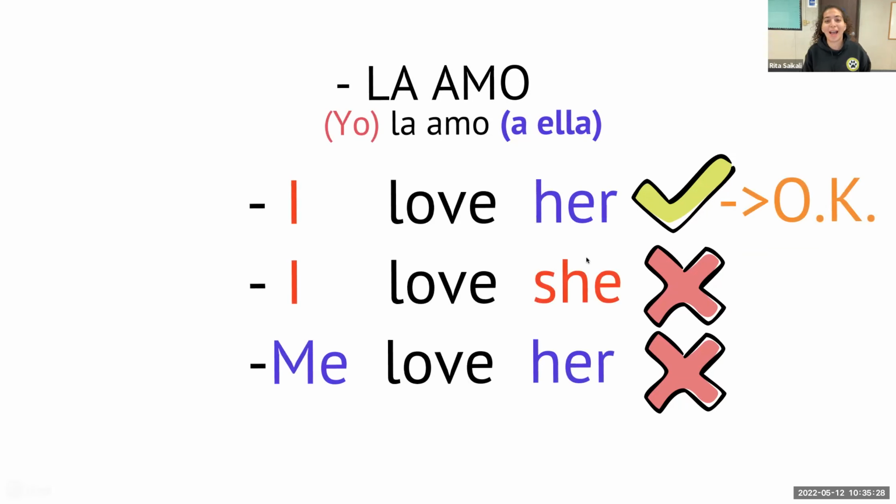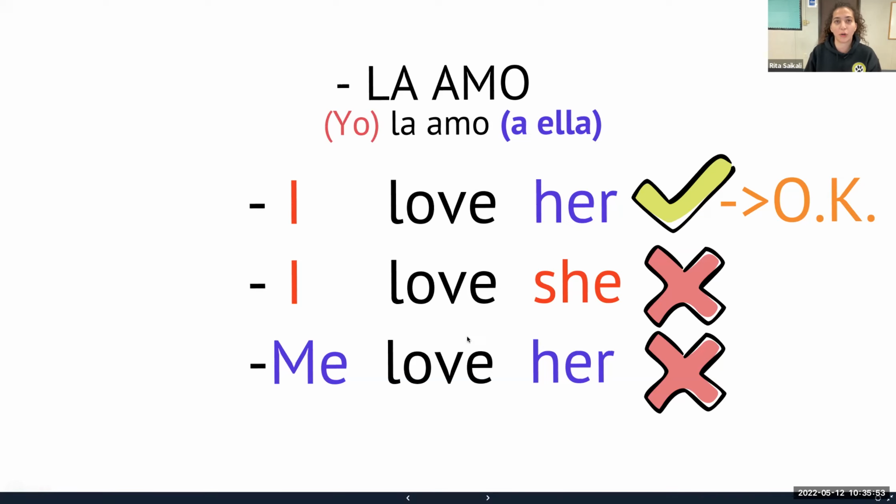All right. I love her. That is the correct version, right? Yeah. Yo la amo a ella, right? So, I love she. It doesn't work, right? Because she doesn't go at the end of the sentence. She is not an object pronoun. She is a subject pronoun. Does that make sense?